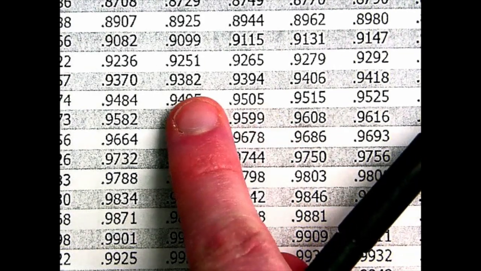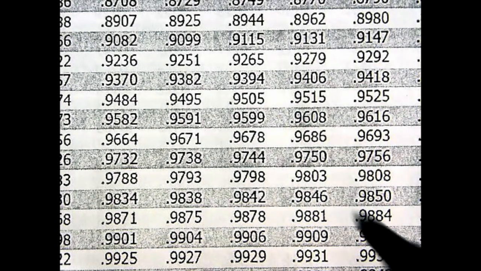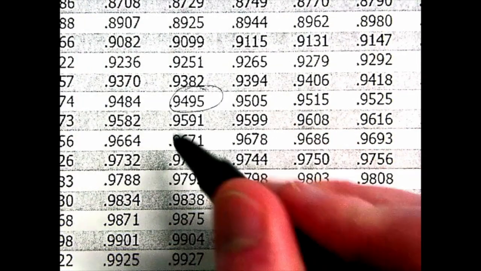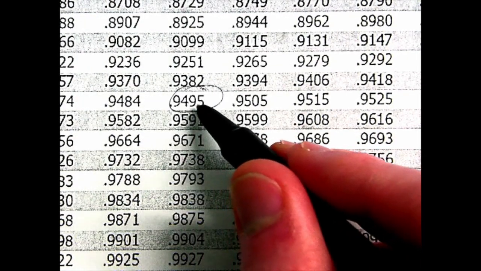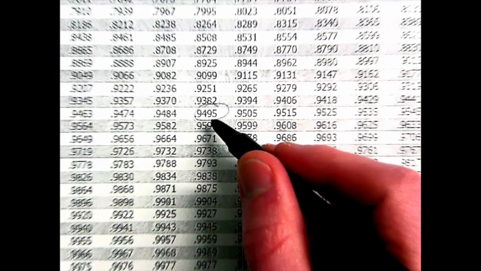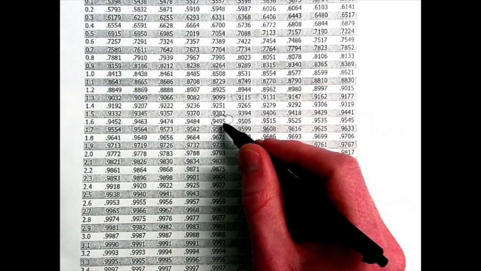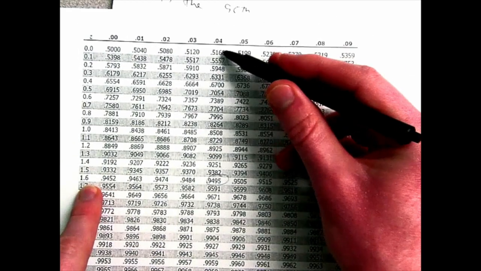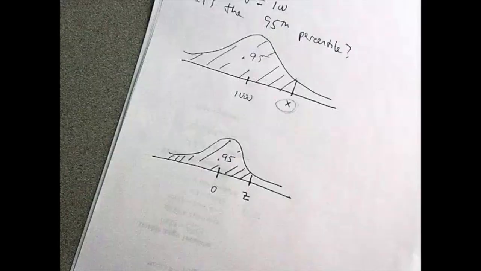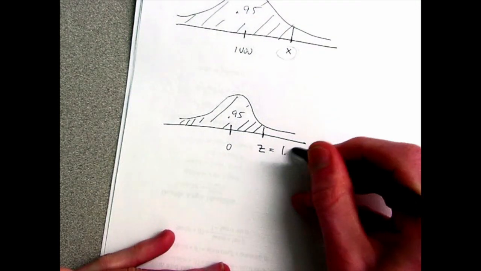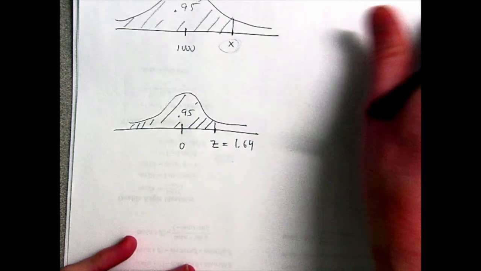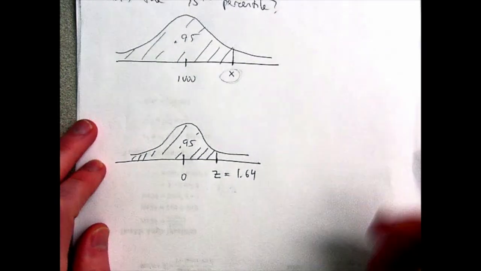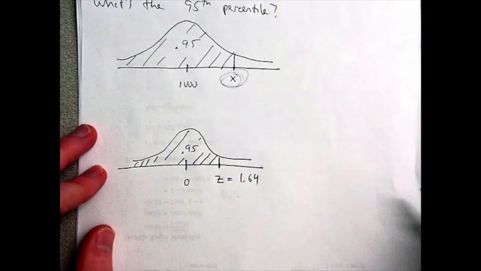I see two values that could be used. This one here and this one here are equidistant from 0.95. When there's a tie, you can just pick one. I guess I'll go with this one, the 0.9495. Now, what z value does that correspond to? Looks like 1.64. So 1.64 is the z value in the standard normal which is bigger than 95% of the data.